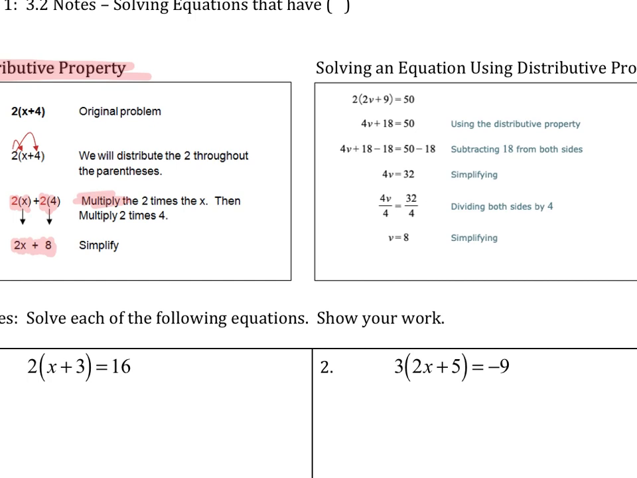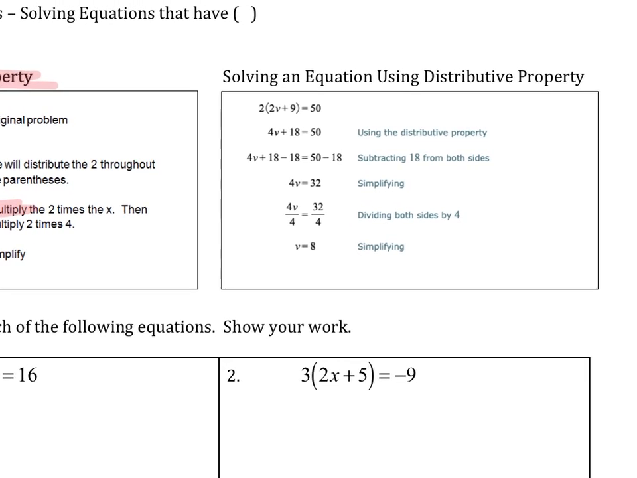And then when you're going to actually solve an equation, these are all the steps that you would take to solve the equation. So first step is to use that distributive property, okay? So multiply that 2 into both pieces so that you get 4v plus 18 is equal to 50. Then what you want to do is they say to subtract 18 from both sides.